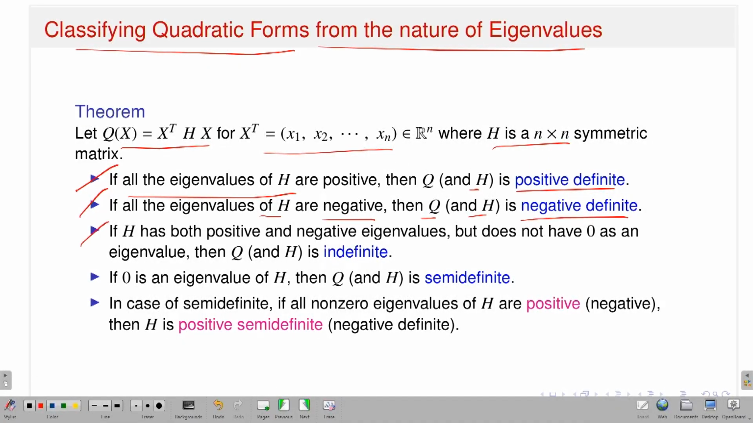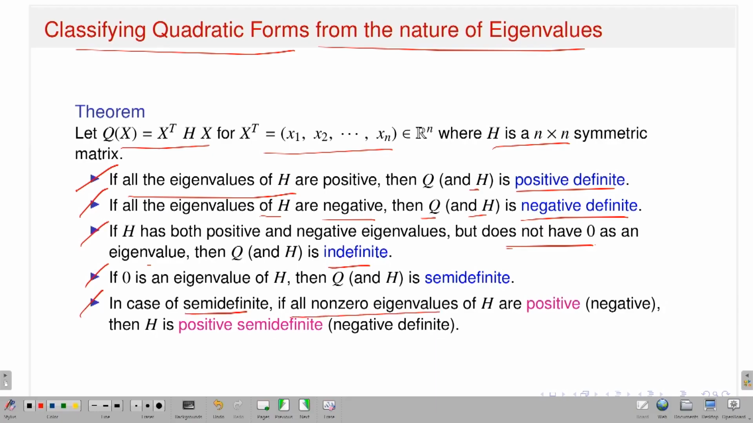If your matrix has both positive and negative eigenvalues, but does not have 0 as an eigenvalue, then I will say that the corresponding quadratic form or symmetric matrix is indefinite. Now, if 0 is an eigenvalue of H, the corresponding quadratic form and symmetric matrix is called semi-definite.